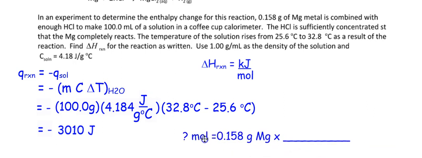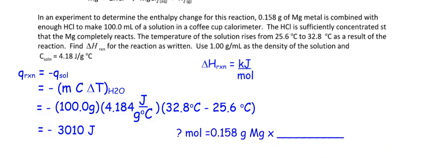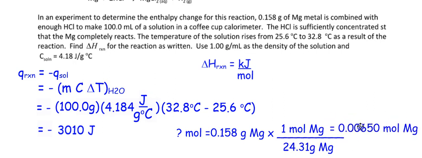All right, this is what I did. I put this here and found 24.31 grams are in 1 mole. And so when I do all this, I get 0.00650 moles of magnesium. So now I can put this together. I can say the delta H of the reaction.